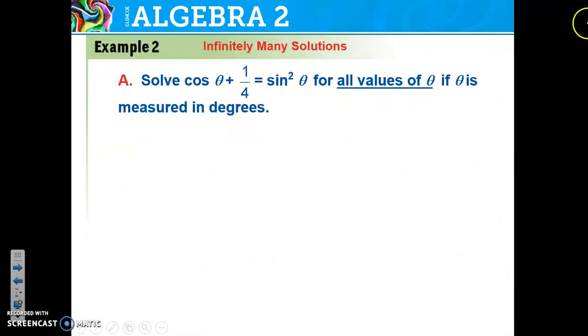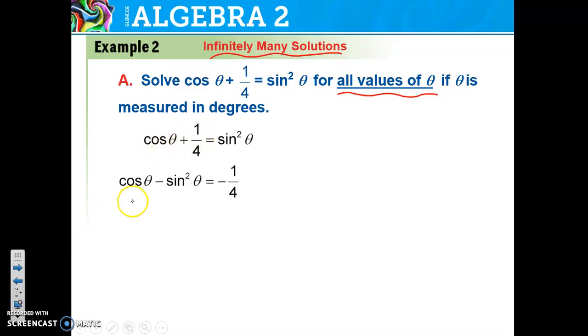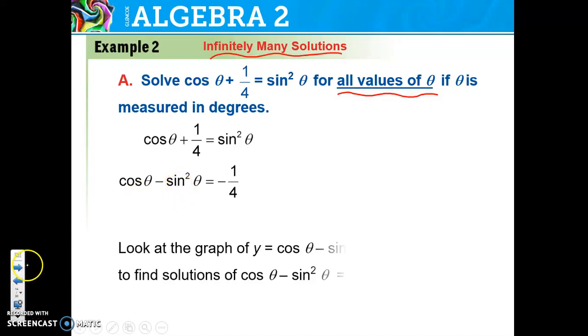All right, let's take a look at this second example. Sometimes when I solve a trigonometric equation, I will have infinitely many solutions. That happens a lot of times when it says for all values of theta, so it's not restricting me to a certain range or domain of theta. So let's take a look at what we do here. I have the cosine of theta plus 1/4 equals sine squared of theta. Cosine minus sine squared of theta equals negative 1/4.